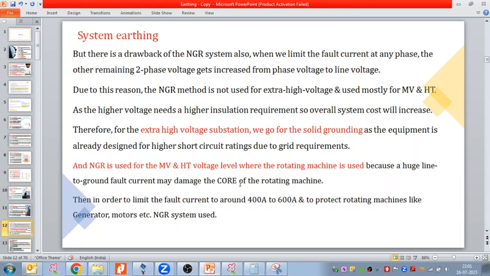But in case your core is damaged, that core cannot be fixed at the site. You have to send this machine, that motor, that generator, back to the factory, right? So in that case your plant is completely shut down. That risk cannot be taken. So we always use this system for the core protection of any rotating machine.